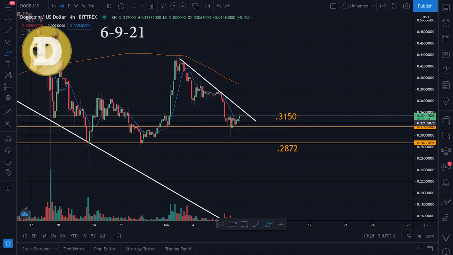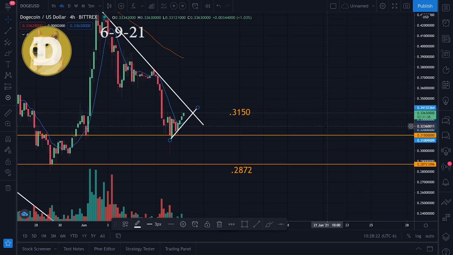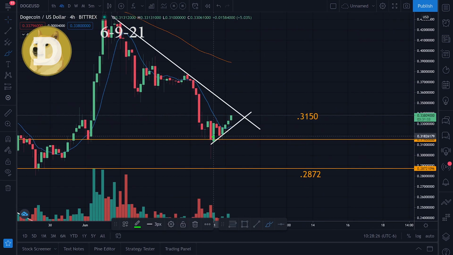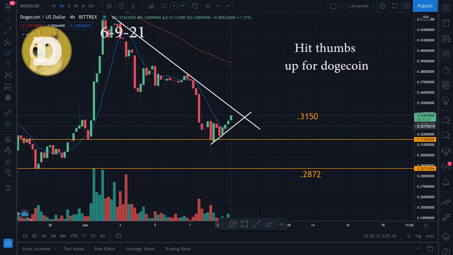So what we're doing now is coming up and testing it, it looks like, and we can kind of draw a trend line going up right here from this support, and we've been getting a little bit of support right here. So basically we have this little triangle pattern coming in right here. Let's see if we either get resistance right here and or support right here, and see if we could break through this trend line right here.